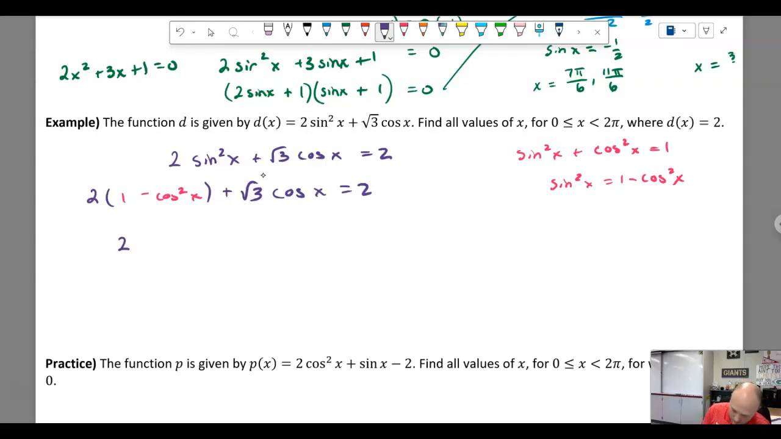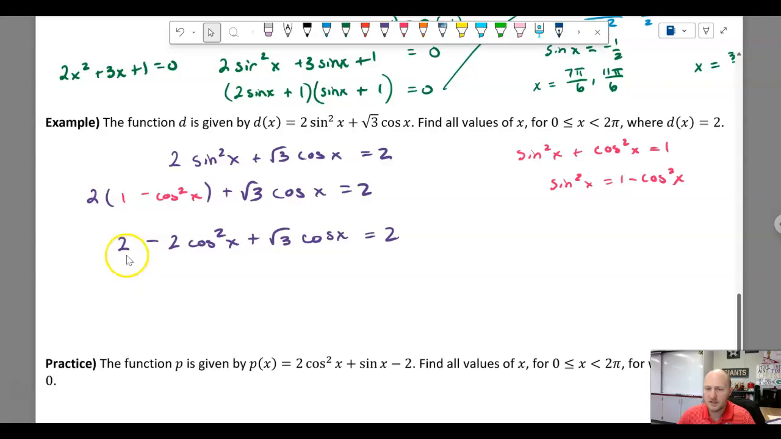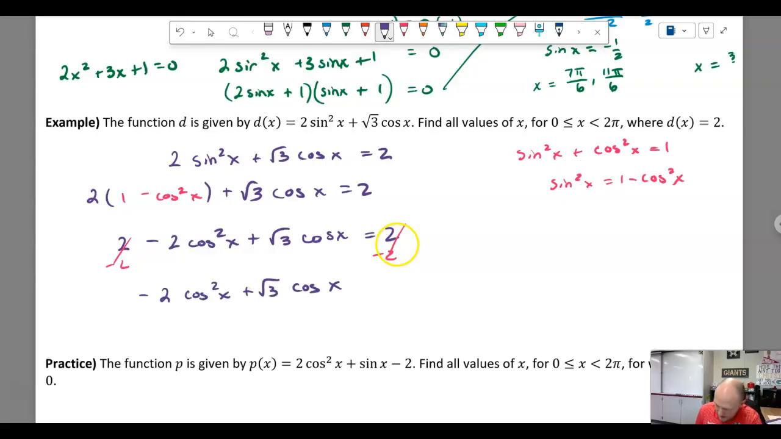And we'll have to distribute. So 2 minus 2 cosine squared x plus root 3 cosine x equals 2. Okay, what do we want to do? Let's combine our like terms. I got a 2 over here and a 2 over here, so let's subtract 2 on each side. Okay, I have negative 2 cosine squared x plus root 3 cosine x equals 0.